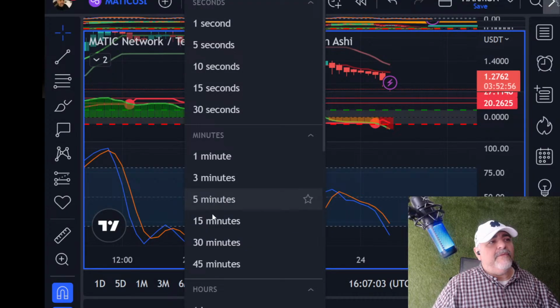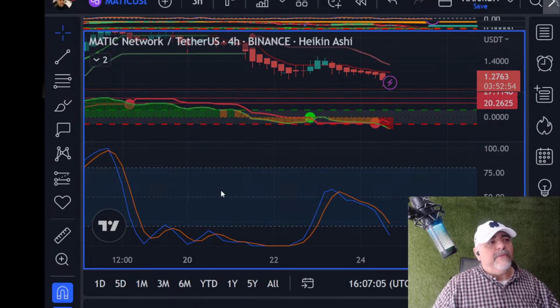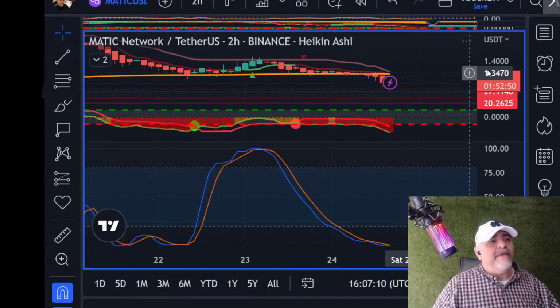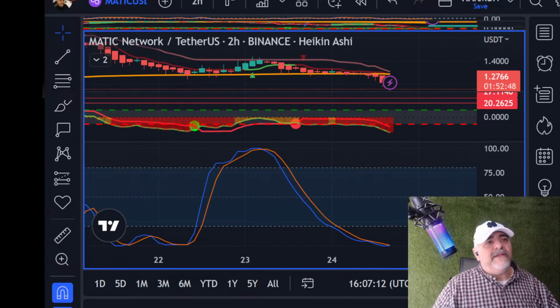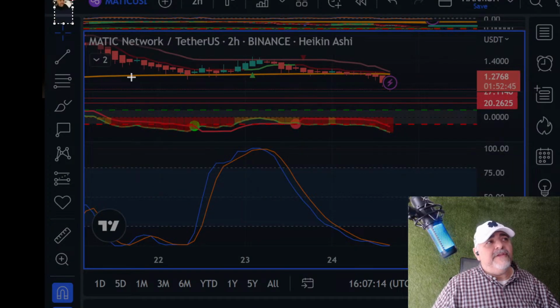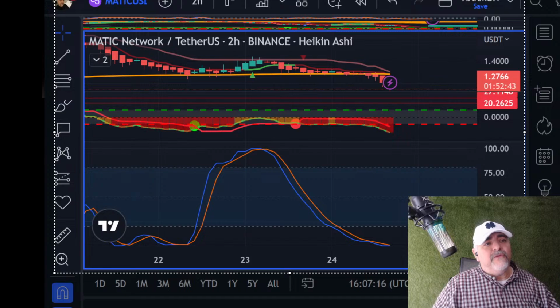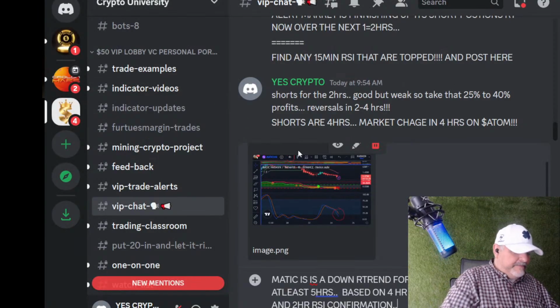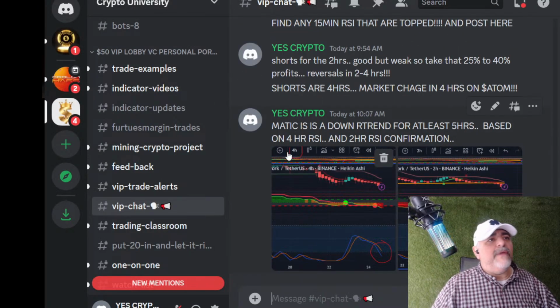So now that that's there, I'm going to go here to the 2 hour and I'm going to confirm my 2 hour. And now that we know that we are in a downward trend, but we know that we're halfway through the downward trend because why? The 2 hour is starting to bend up, right? Or at least go sideways, right? So that's a little bit of a relief. All right. There we go.